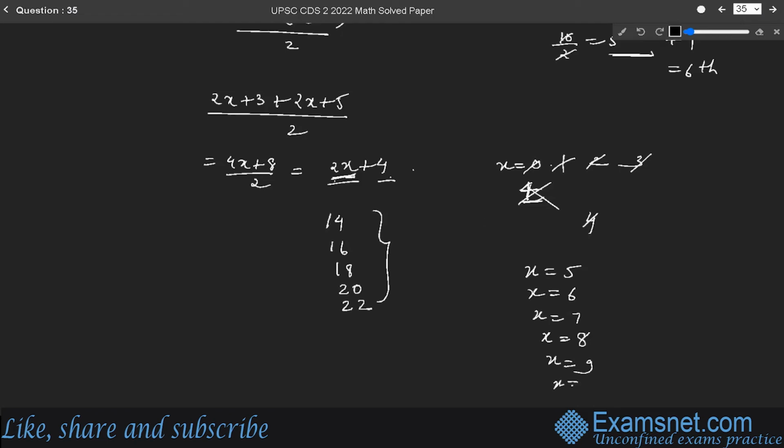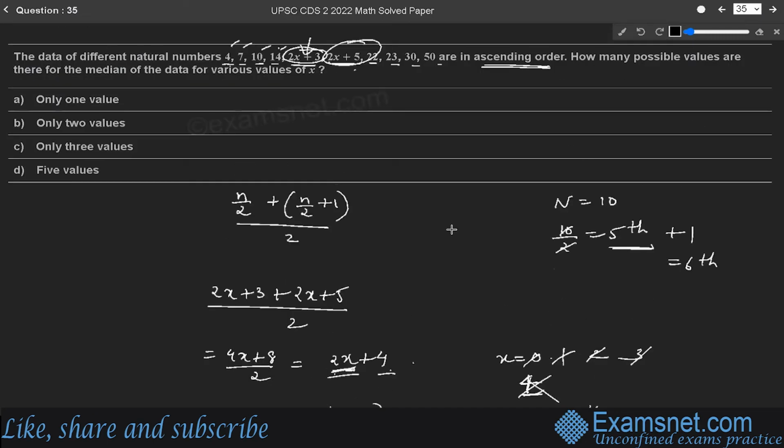If we put x equal to 10, then we get 24. But we cannot include 24 because 24 is more than 22. We just want the values between 14 and 22, including both 14 and 22. So you can see that there are a total of 5 values: 14, 16, 18, 20, and 22. Therefore, we can say that the total number of values is 5. So option D is the correct option for this question.